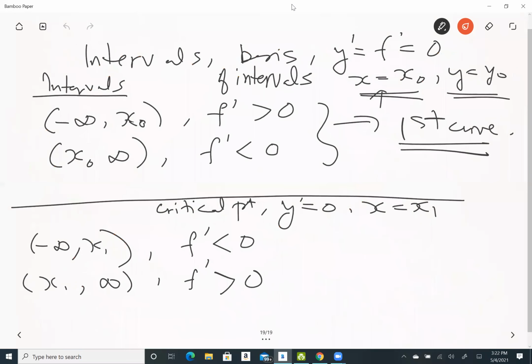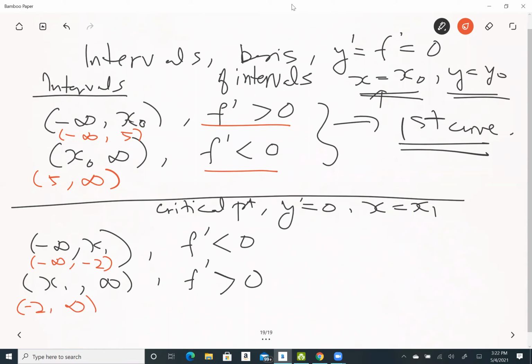Now you have the interval from negative infinity to 5, and here, 5 to infinity. Again, positive, negative. And for the other interval, I have negative infinity to negative 2, f prime is negative. Negative 2 to infinity, I got f prime positive. Okay. One more example.